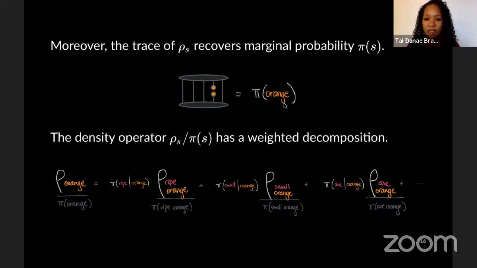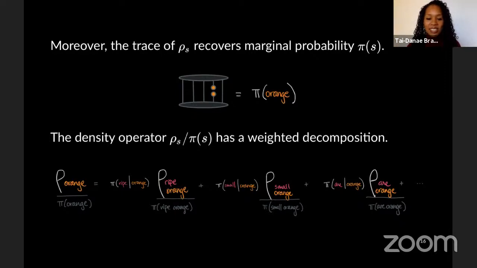So the trace recovers the marginal probability, and I can ask, what is the analogous decomposition for the normalized operators, right? The true density operators that I get after I divide by their trace. When you write this out, you can see that you get the same decomposition, right? Orange is ripe orange plus small orange plus blah, blah. But because I've introduced this factor of marginal probability, you actually get that there are coefficients in this decomposition. And those coefficients turn out to be exactly the conditional probabilities that we talked about before.